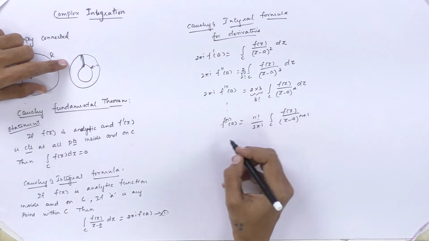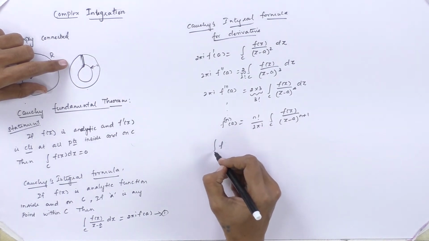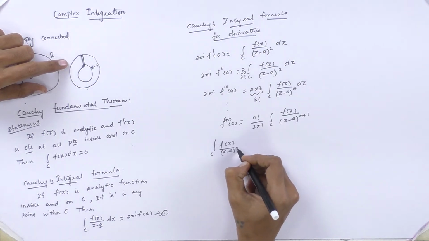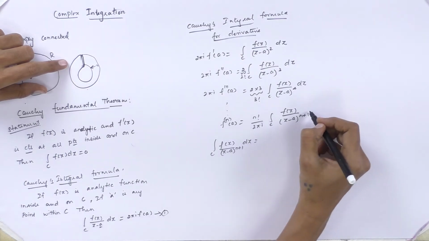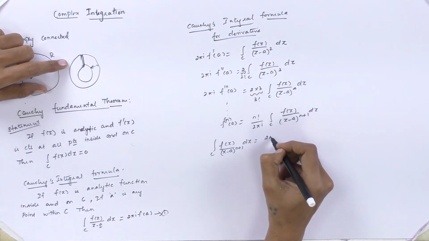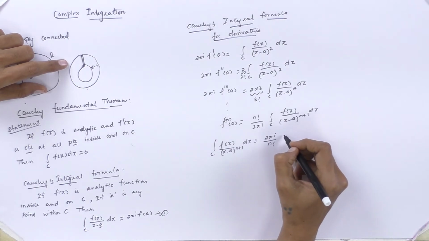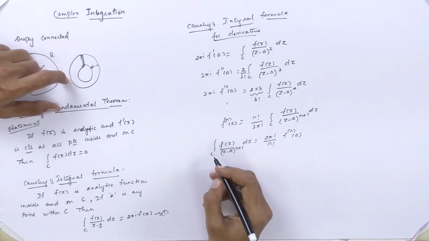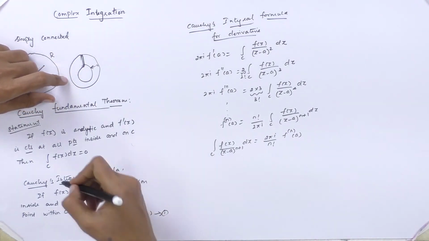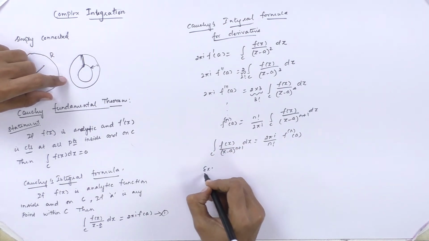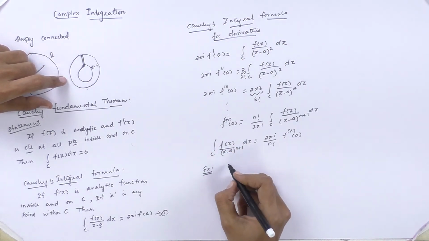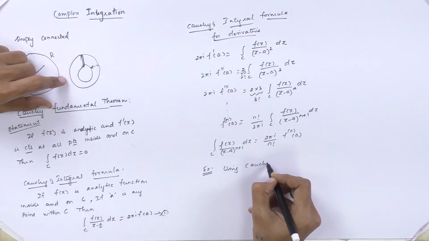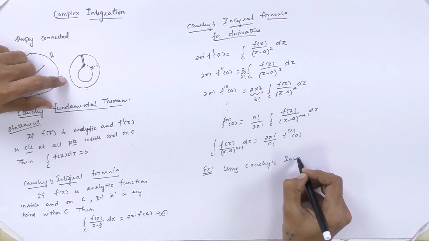So we can rewrite this formula for our convenience. Integration over C f of z upon z minus a raised to the power n plus 1 into dz is equal to 2 pi i divided by n factorial into the nth derivative of f at the point z equal to a. So let us solve a problem using all these formulas. Let me consider one example. My first example is using Cauchy's integral formula.